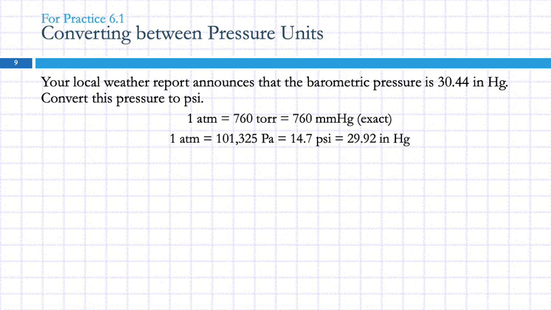So let's do this example. Your local weather report announces that the barometric pressure is 30.44 inches of mercury. Convert this pressure to PSI. This is dimensional analysis. So I've got 30.44 inches of mercury, and I want to find PSI. I was given the pressure in inches of mercury, and I'm asked to find it in PSI. So we're going inches of mercury to PSI, one step, one fraction.